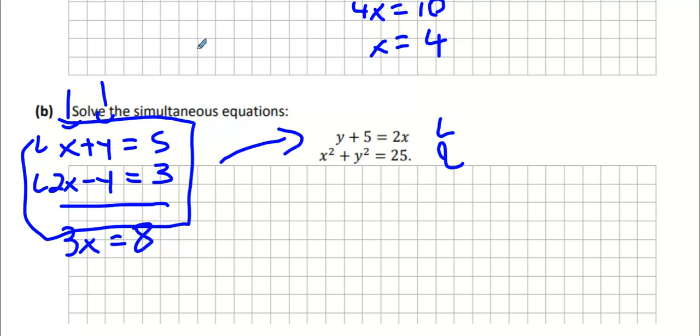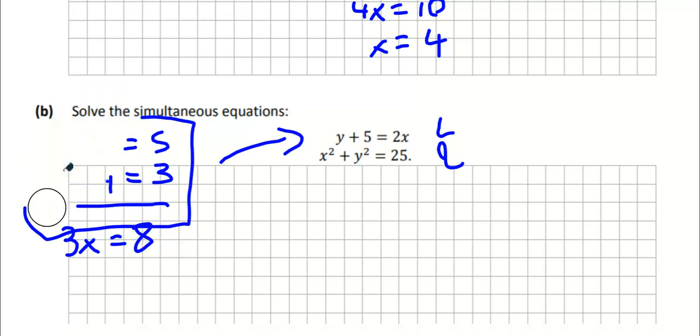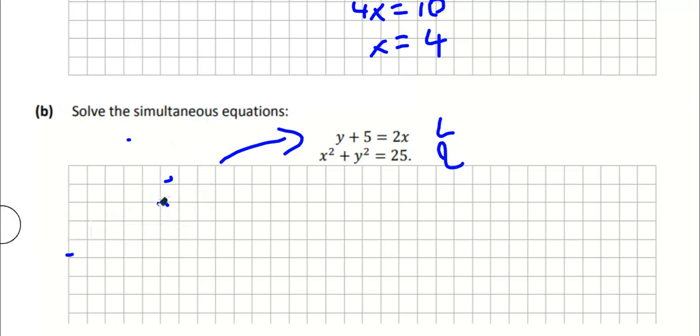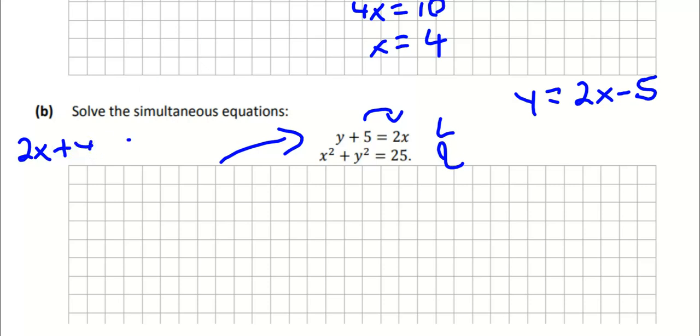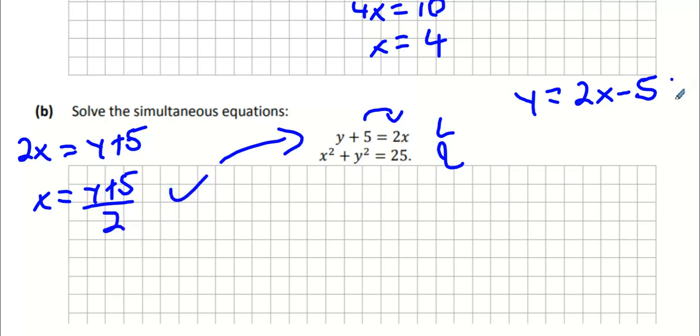All right? So when we're doing a linear and quadratic one, your goal is to start with the linear and get one letter on its own. Which letter would you like to get on its own? Once you move it over to your side, you get y equals. Now, what happens if you were to get x on its own? 2x equals y plus 5, and then x would equal y plus 5 all over 2. They're both correct, but at ordinary level, which one do you select and why?